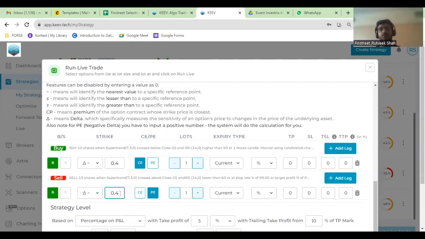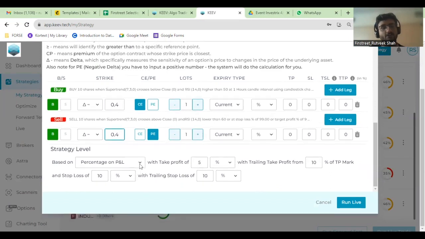So that is also deployable, where if the buy side or the sell side trigger comes, then the system will check the option chain, and in the option chain, whichever strike price has the delta closest to 0.4, that strike price would be deployed. That strike price call or put will be bought based on the indicator of buy or sell. So here we'll click on 0.4 and 0.4 to have a delta neutral strategy basically.